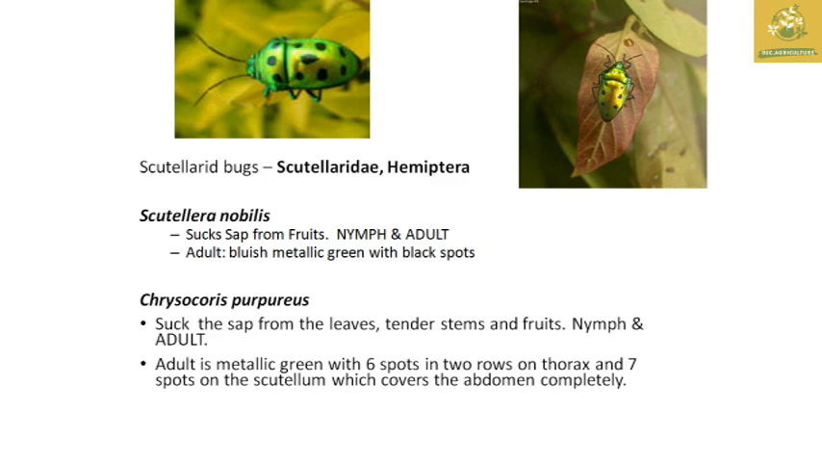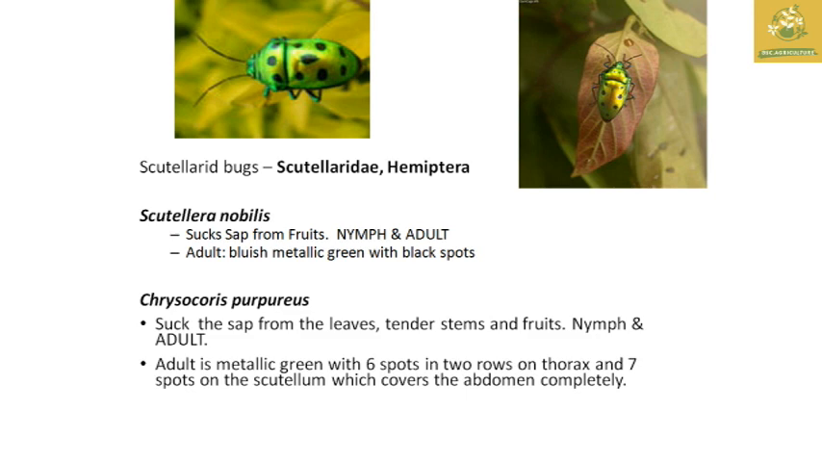The next one is the Coreid bug, the family is Coreidae and the order is Hemiptera. They have different species among them, so based on the scientific name, we can classify them one by one. The first one is Calidea nobilis. Their symptom is sucking the sap from the fruit.